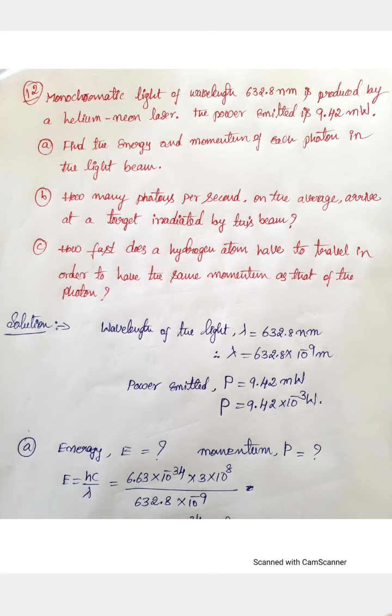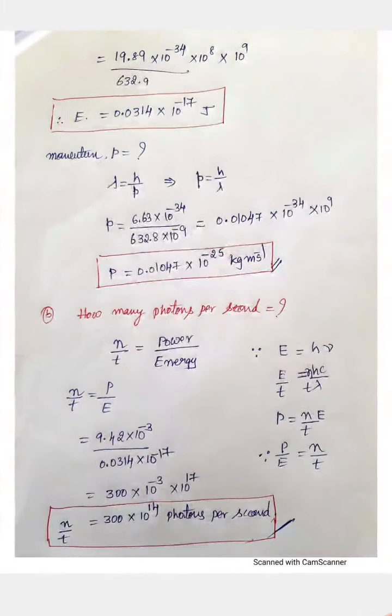First you calculate 6.63 into 3, that you will get nearly 19.89. Again in the denominator, whatever the value is there, you write that one. 19.89 divided by 632.9, and simplify this power also, that is 10 to the power minus 34 into 10 to the power 8 into 10 to the power 9. Whatever this 10 to the power 9 is there, that is taken from the denominator to the numerator.